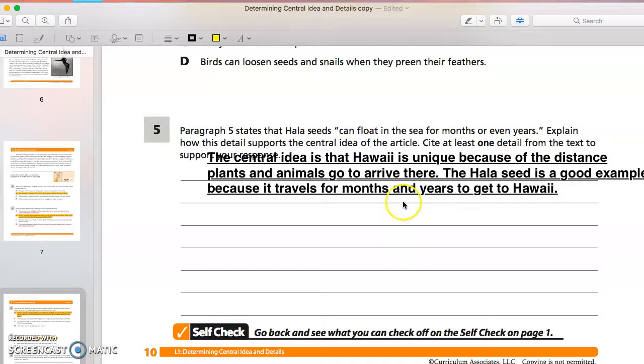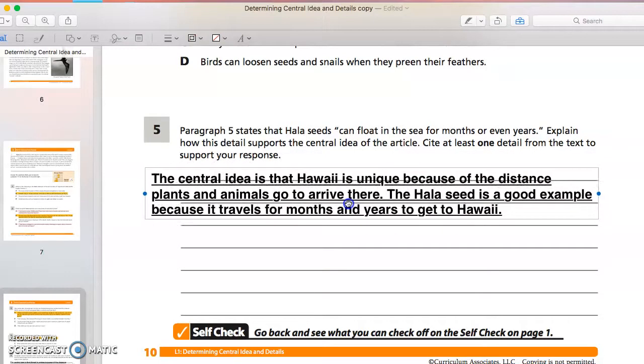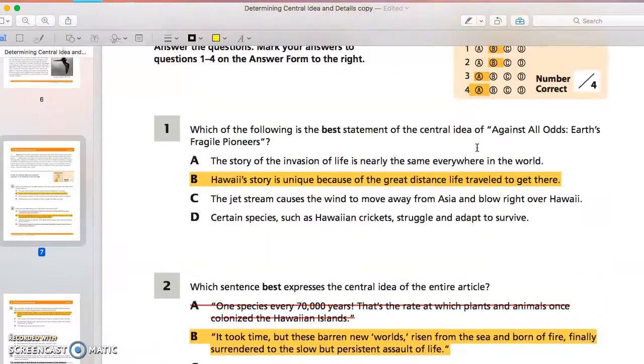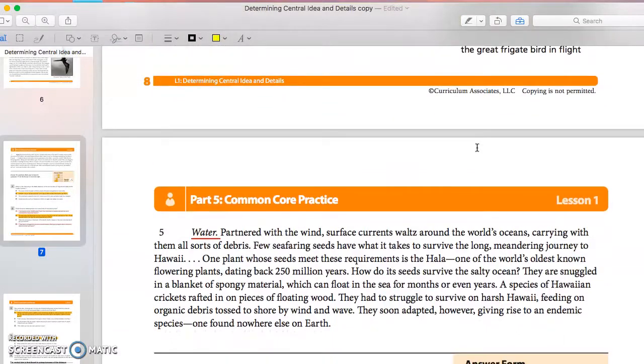Alright, we're explaining, if you say that Hawaii is unique because of the distance the plants and animals go to get there, the challah seed is a great example because it's traveling for months and years. Then we need a detail from the text. Okay, it travels months and years to get to Hawaii by water. So we can talk about that it's unique because we're looking at the challah. It's a flowering plant dating back 250 million years. And how does it survive the ocean? Here it is right here. Snuggled in spongy material.